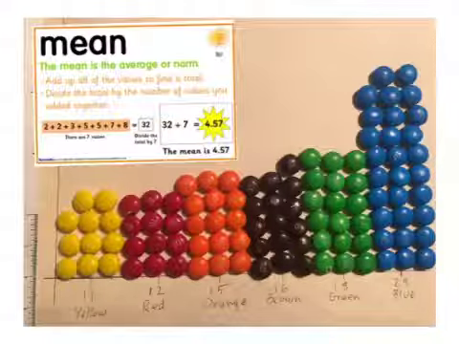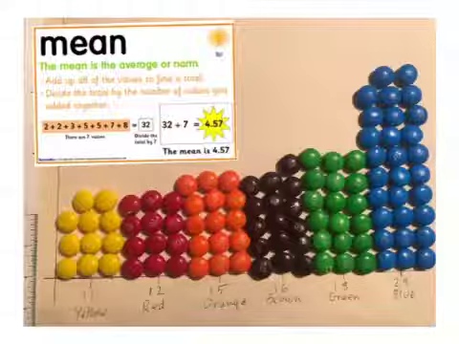Let's go ahead and start by looking at the mean. The mean is the average or the norm. If you add up all the values, you'll find the total, then divide the total by the number of values added together. So in the example, they add the numbers up, it equals 32. There are 7 different numbers. Divide that by 7 and you get 4.5.